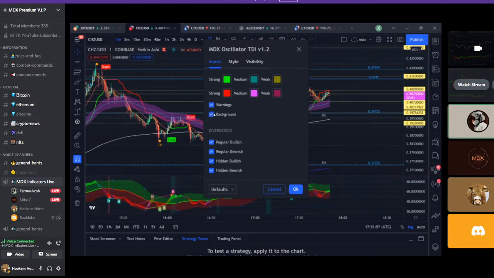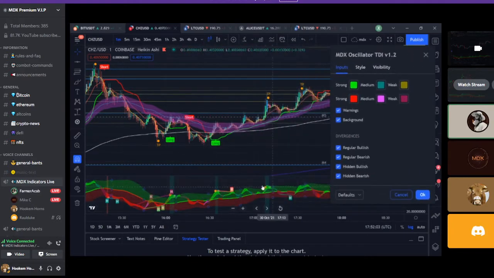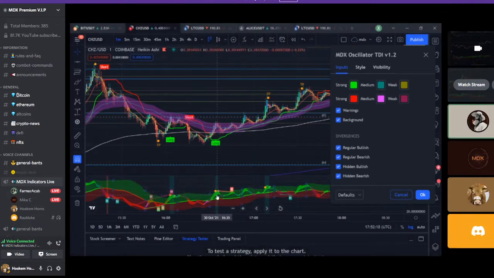So what the background does is it just makes it visibly easier. If you look down here at the TDI oscillator, you actually see those green bars. That's called the background. It makes it visually easy to see when price action is moving out of the band, which means if it's on the top, it's overbought, which means price action very soon will be moving back in towards the market base of price action, right? Because everything snaps back to the median of the market.